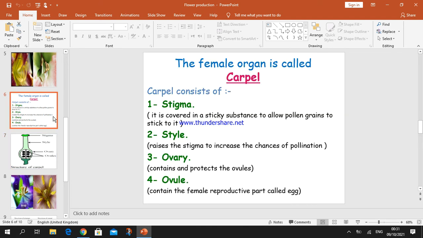So the stigma is covered with sticky substances that allow the pollen grains to stick on it, and this part known as a style raises the stigma to increase the chances of pollination. And after the style we have a swollen part known as ovary that contains and protects the ovules. The last part, ovule, contains the female reproductive cell, which is called egg.